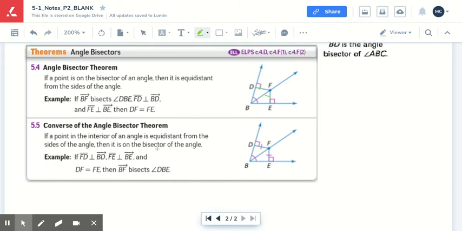And the converse of that is also true. So if the distance between each side of an angle is equidistant to a point that is on a ray within the angle, then that ray is the bisector.